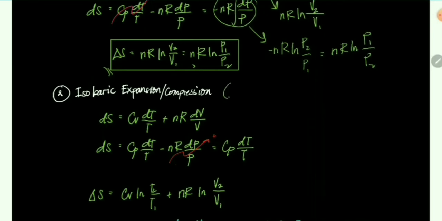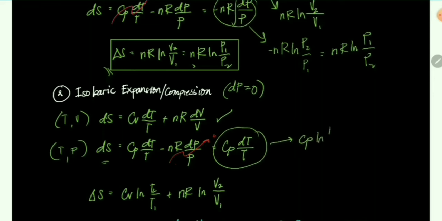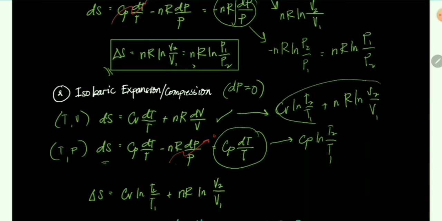So, for isobaric processes, the pressure is kept constant. So, dP is equal to 0. dS is equal to Cv dT over T plus nR dV over V. So, makakancel yung dP over P kapag dS naman na in terms of temperature and pressure. Kasi this is temperature and volume. Okay? Walang makakancel dito. So, ito na yung value nun. So, for dS in terms of temperature and pressure, cancel yung negative nR dP over P. So, the integral of this is Cp ln T2 over T1. Okay? So, for this one, ang integral nito ay Cv ln T2 over T1 plus nR ln V2 over V1. Okay? So, is this equal to this?